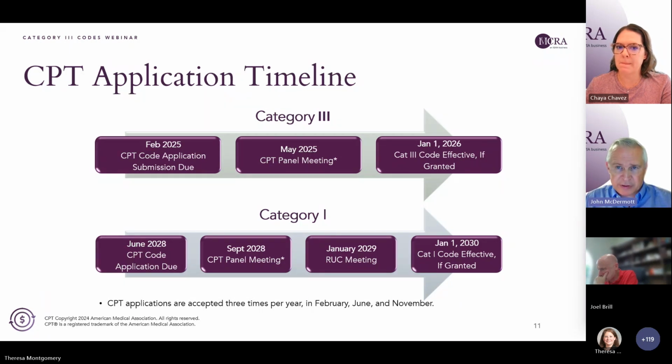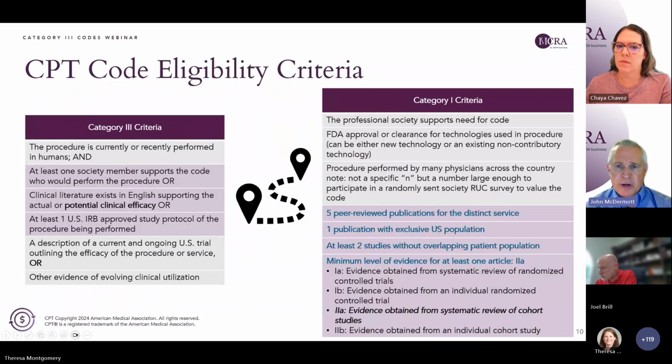It's kind of a similar process on the June timeline. But what's different with Category 1 is that they take a whole year to execute the relative value update committee survey. And that's how they arrive at the final payment assignment for the Category 1 code that'll be published in the Medicare physician fee schedule. So this is about an 18-month, could be closer to a 2-year process as well to go from Category 3 to Category 1. And Teresa, can you back us up one slide? And then Chaya, why don't you walk us through what the Category 1 criteria are?